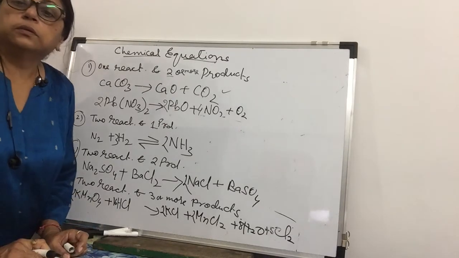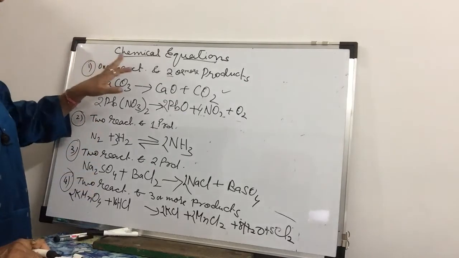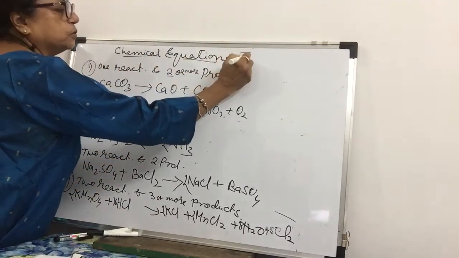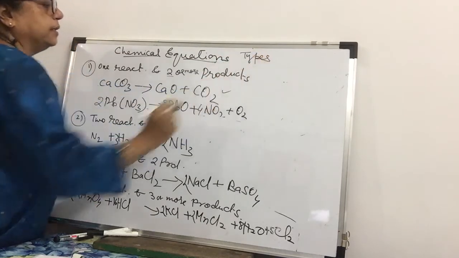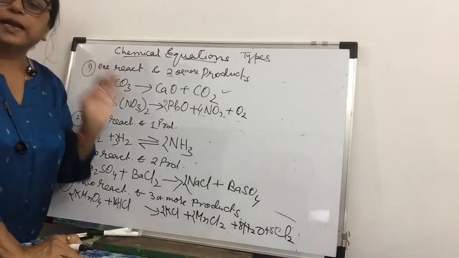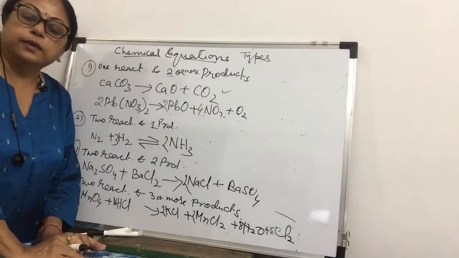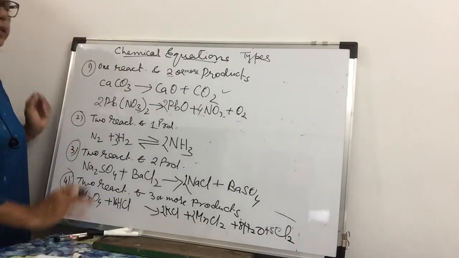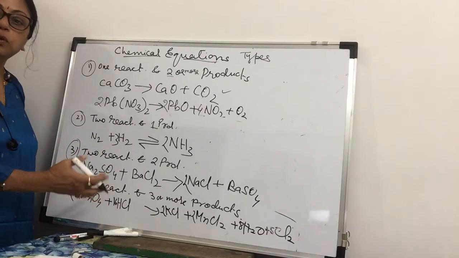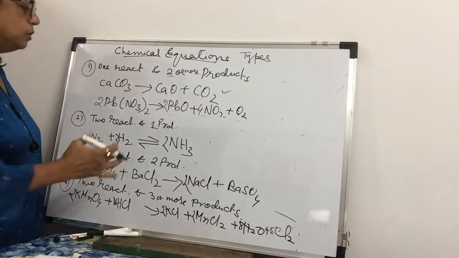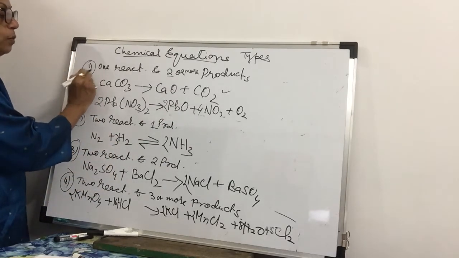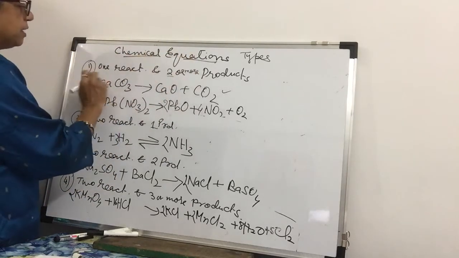Hello children, so we are going to study chemical equations and types of chemical equations today. This is for class 8, 9, 10 all. Those who have studied will have a revision also, and those who haven't understood can understand here very nicely. Number one, how chemical equations are formed.